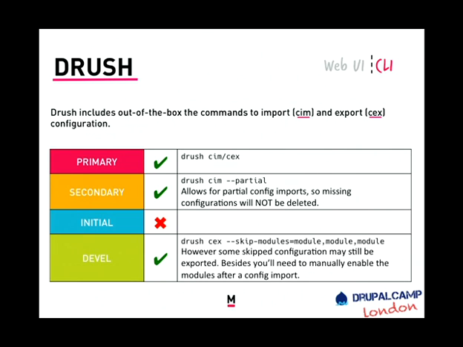As soon as you use partial, if you have a field that you want to delete, it won't be deleted, because you don't have this field on your configuration to be imported. You don't have this configuration because you've deleted the field, but it's still on production. So if you use the drush partial, it won't delete it. You have to do it manually.